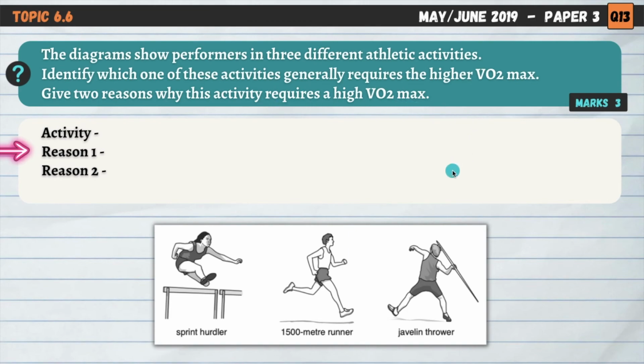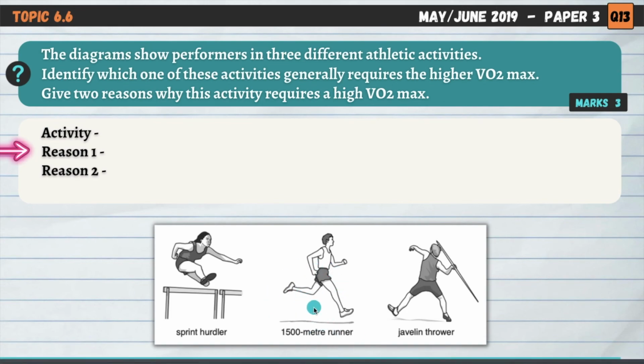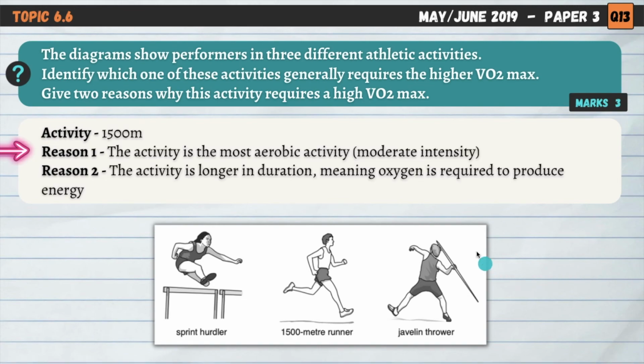So first of all, let's identify which one requires the highest VO2 max. Since VO2 max is all about consuming oxygen and it's linked to cardiovascular endurance or stamina, the 1500 meter runner here requires those things much more than a javelin thrower or sprint hurdler, because javelin and sprint hurdling are over very quickly and they're extremely high intensity, whereas our 1500 meter runner is a bit lower in intensity and therefore relies a lot more on oxygen. So 1500 meters was the answer for 1 mark.